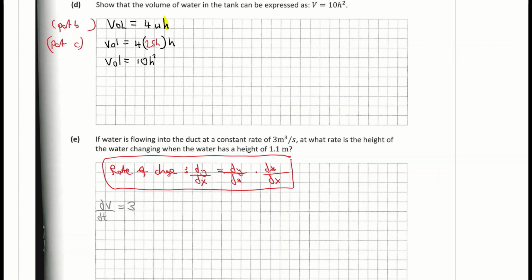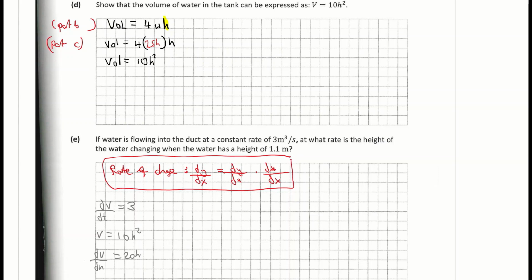So as time goes by, the volume is changing. So that's one thing we know. Another thing that we know is that the volume from part D can be written as 10h squared. Now if we differentiate that, so we find dV/dh, that's giving me 20h. So that's as much as I know.